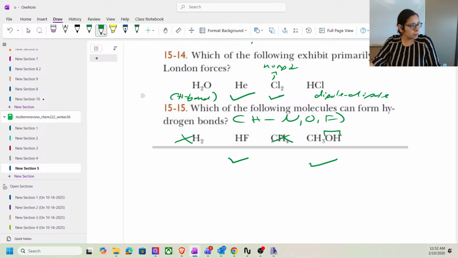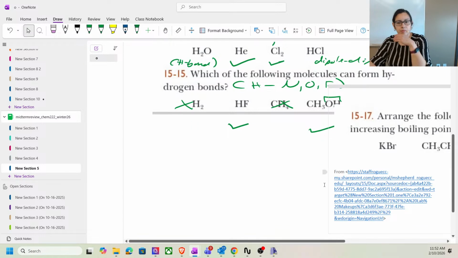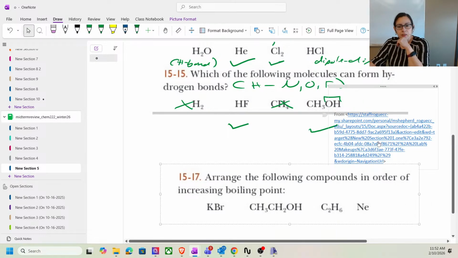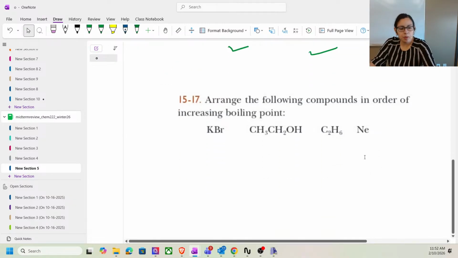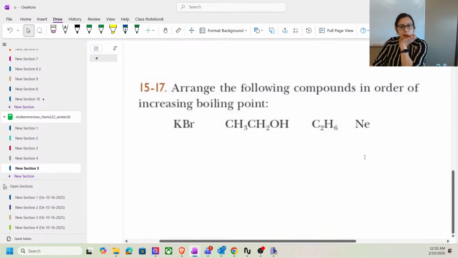Let's do one more really quickly, then we'll do a little break. So look at these and see if you can arrange them by their boiling point and kind of note what's different about them.